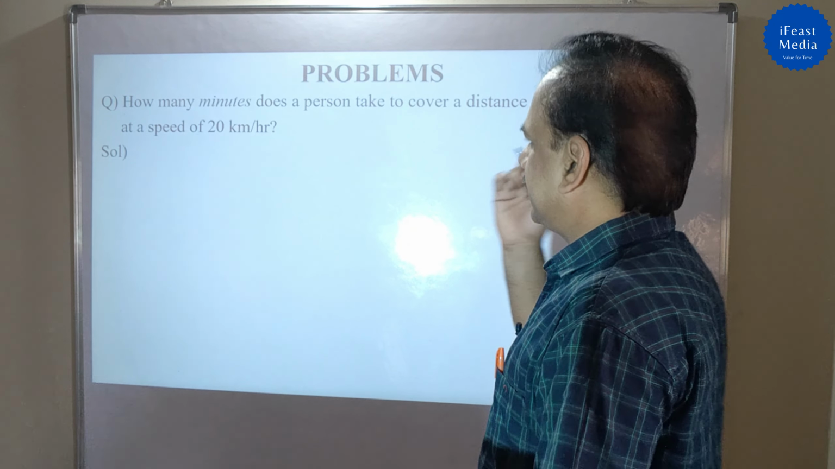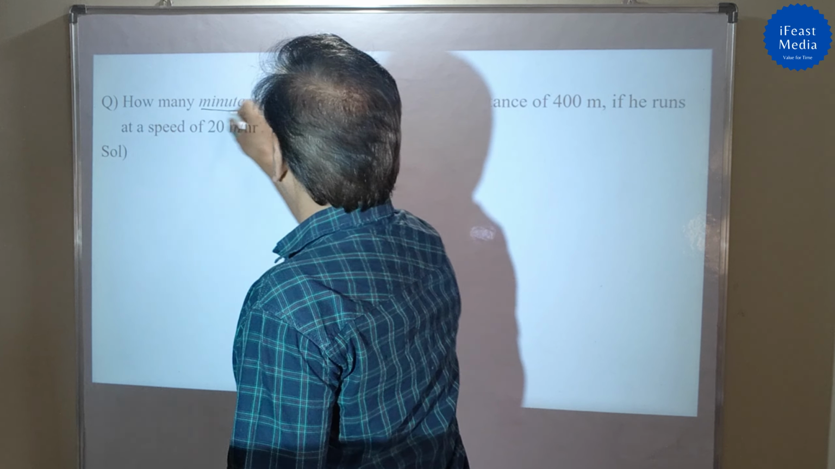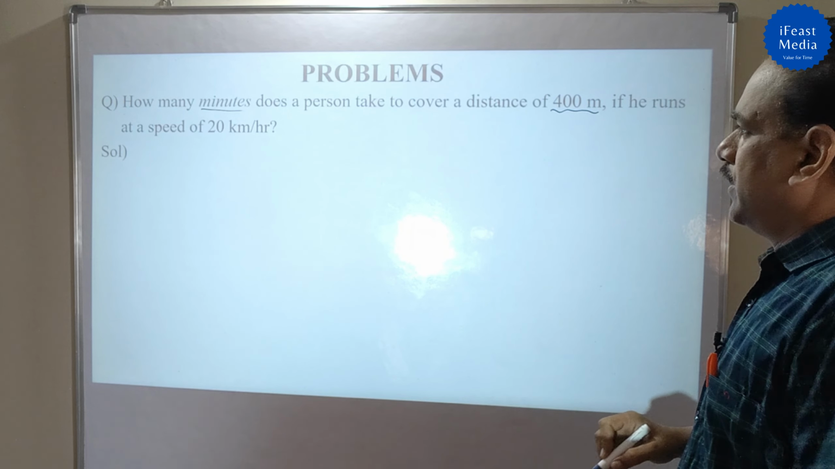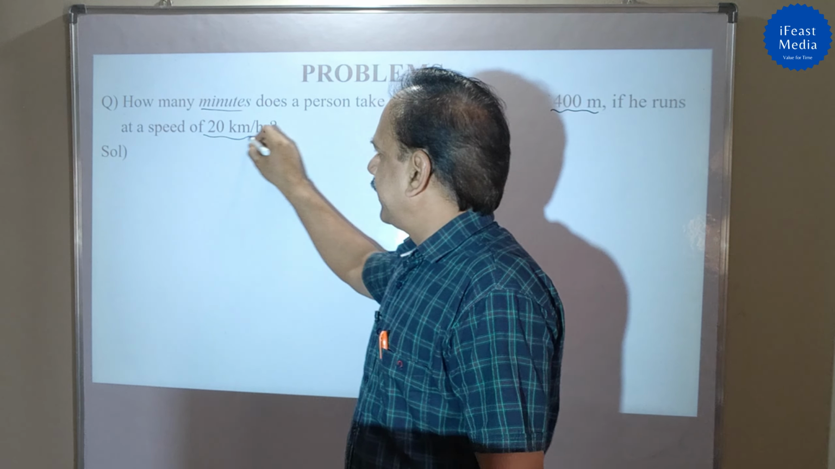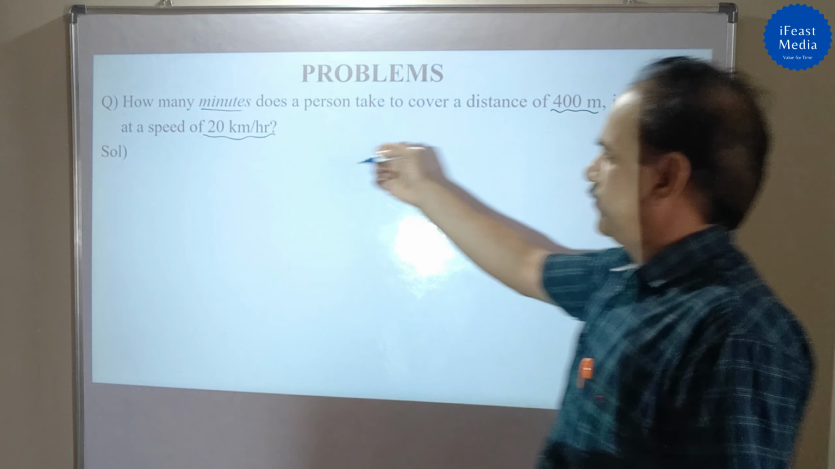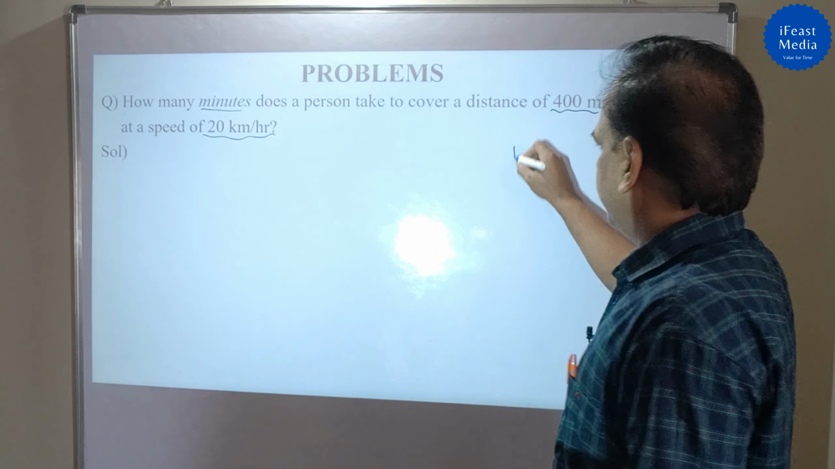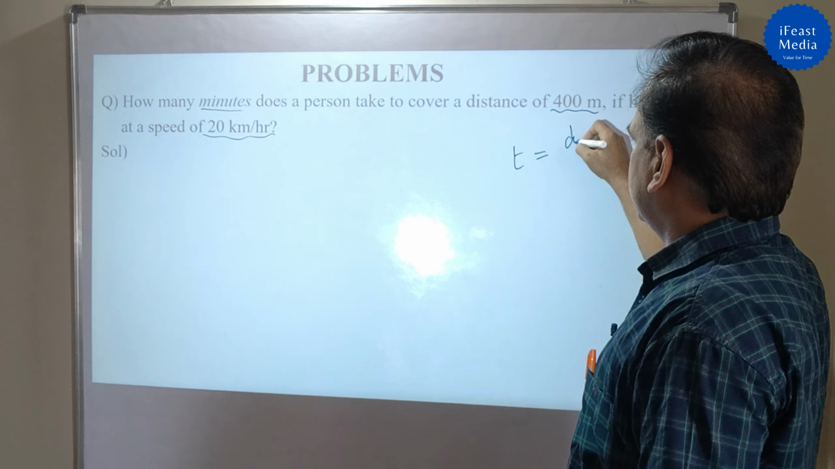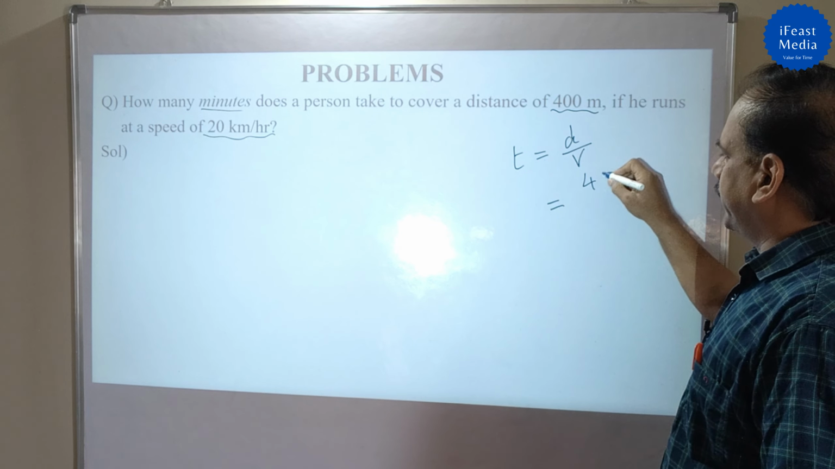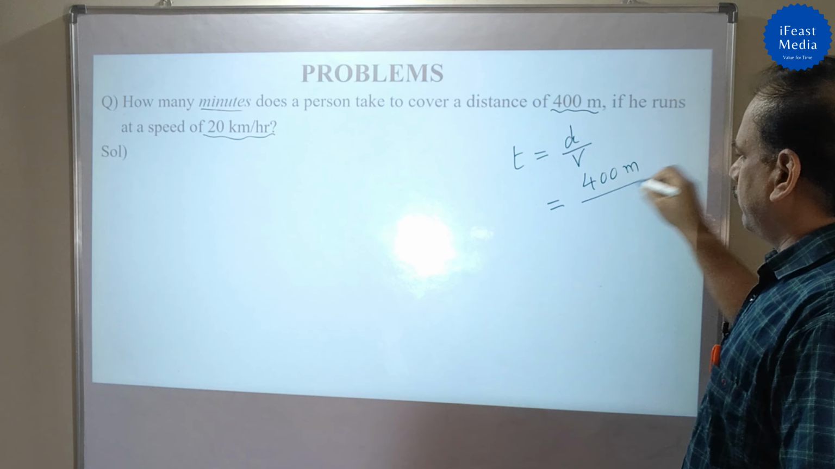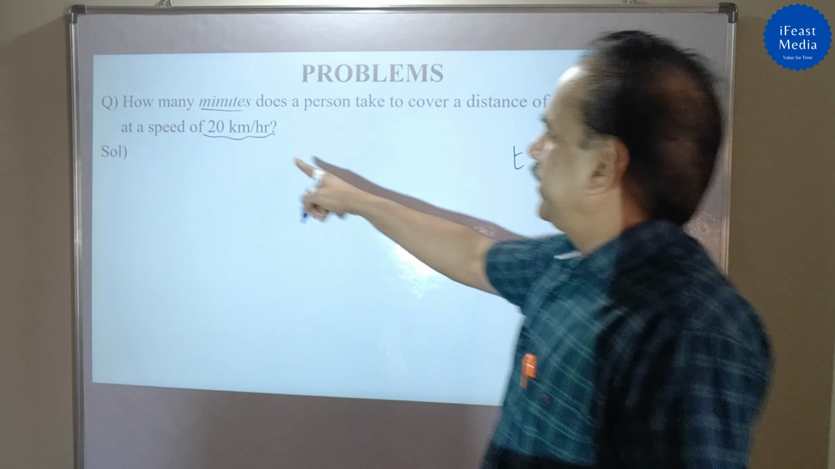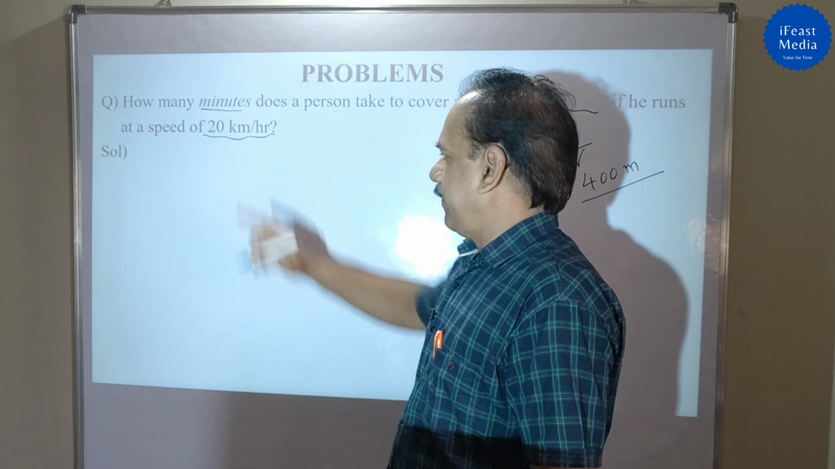Now let us move to solving the problem. So how many minutes does a person take to cover a distance of 400 meters if he runs at a speed of 20 kmph? So you are asked to find the time. How many minutes means you are asked to find the time. Time equal to distance by speed. So what is the distance? It is 400 meters by, if he runs at a speed of 20 kmph, right?